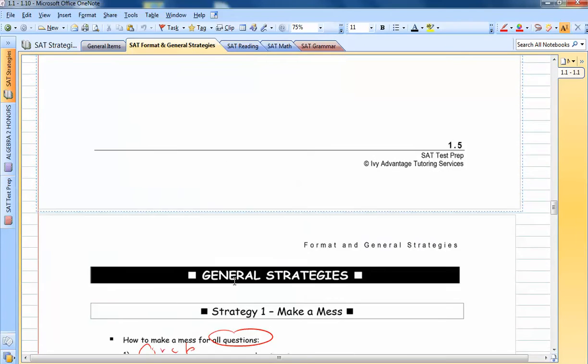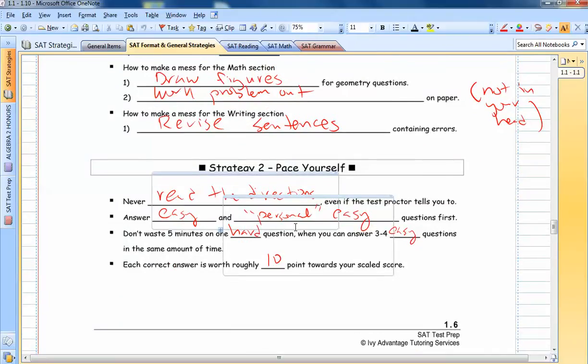And what I mean by personal easy, if you have any preferences, if there are any types of math concepts you just totally despise, like you hate geometry, then maybe a hard algebra question would be easier for you than an easy geometry question. It all depends on what your preferences are.